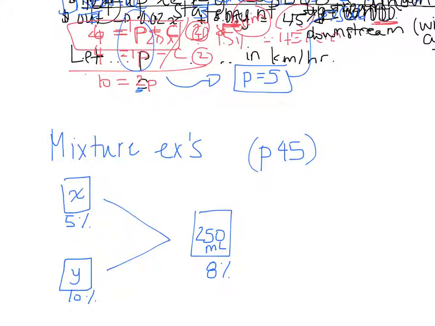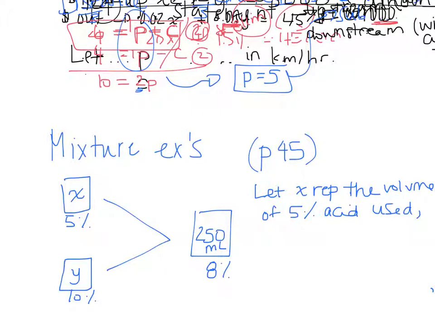So my let statements should say let x represent the volume, or the number of milliliters, which has to do with the amount of solution, right? The volume of 5% acid used, and the volume is in milliliters. Make sure that you are specific in your let statements. Let y represent the volume of 10% acetic acid used in milliliters.